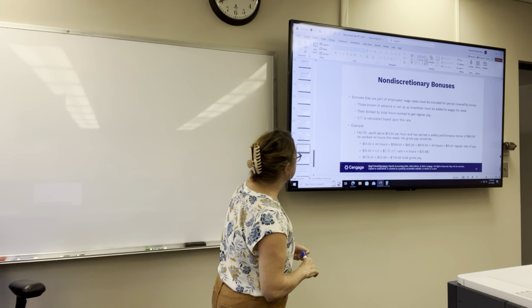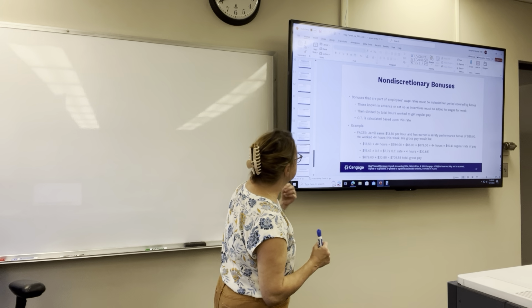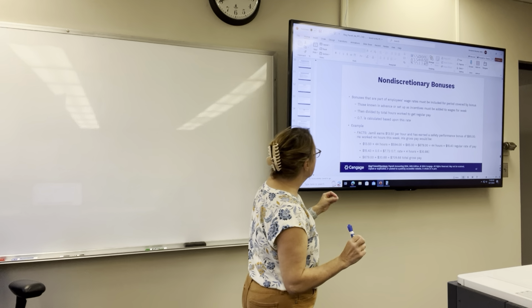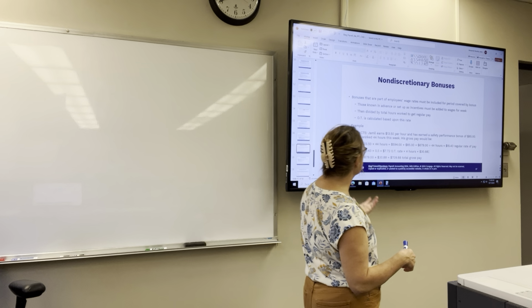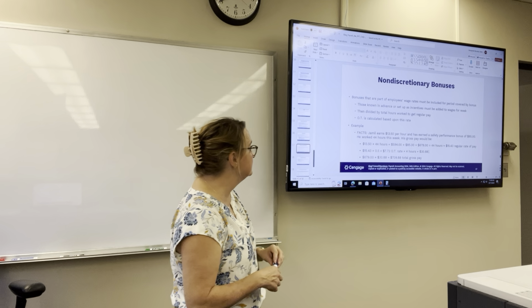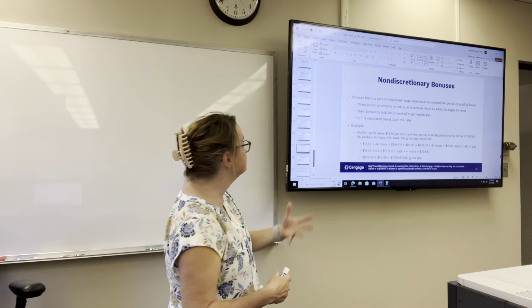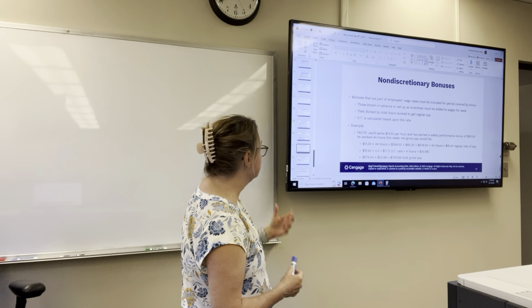Let's see, what else do I want to say? So we divide by the total hours worked to get our regular pay. Also, our overtime is going to be calculated based upon the rate that includes these non-discretionary bonuses. We've got an example here.